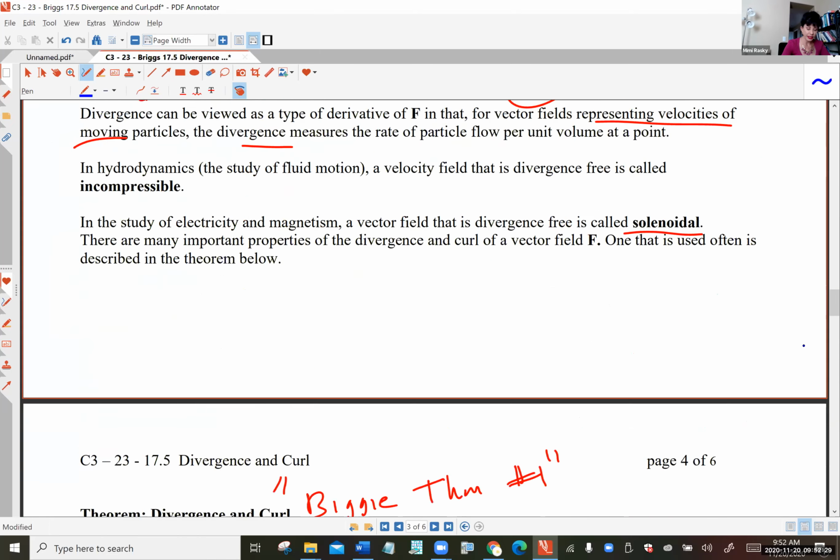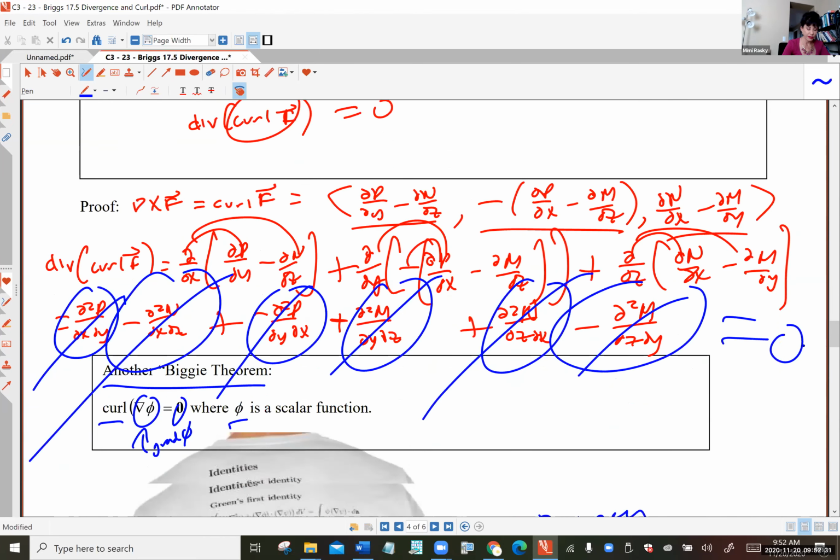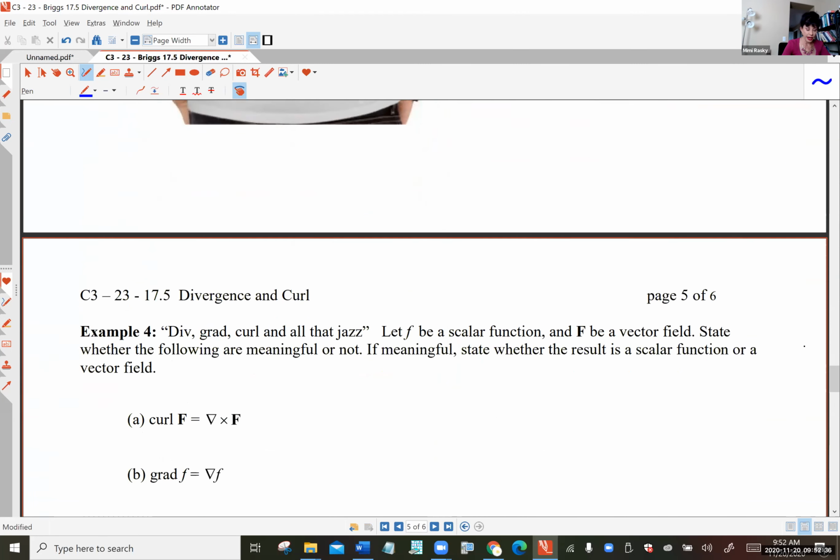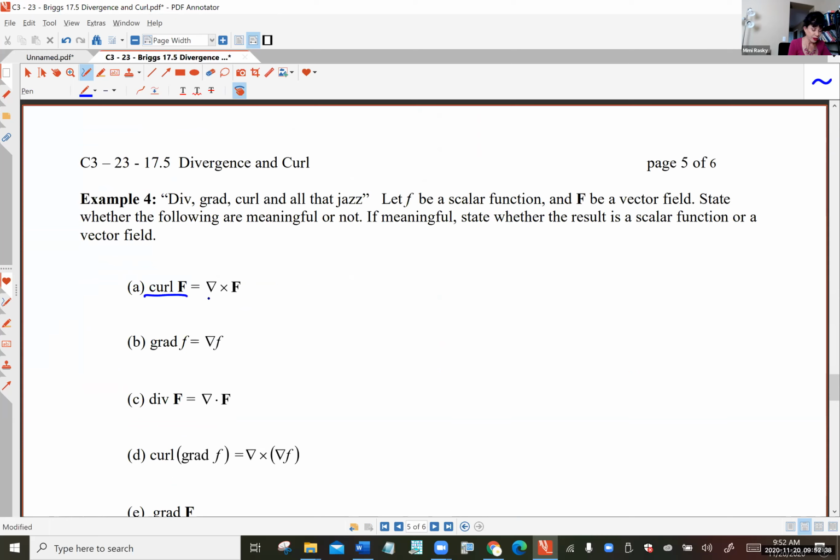Okay, so knowing that, let's have some fun with divergence, gradient, and curl: div, grad, and curl. Is the curl of F equal to the cross product of the differential operator with the vector field? Meaningful or not?